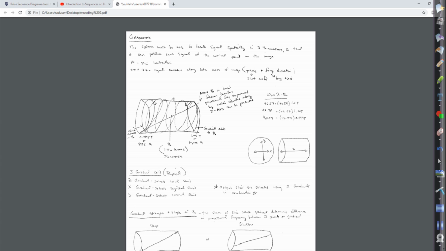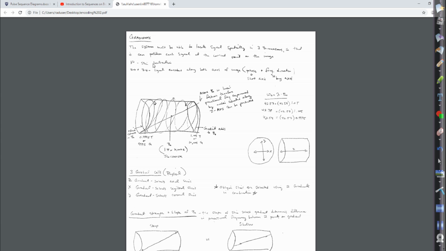These are used to spatially encode our signal in all three dimensions, because with MRI we know we are going to be dealing with three orthogonal planes. The timing of these gradients, first we have to do our slice selection. We're going to localize the slice, whether it's a coronal, sagittal, or transverse slice, and we're going to also decide how thick we want that slice.